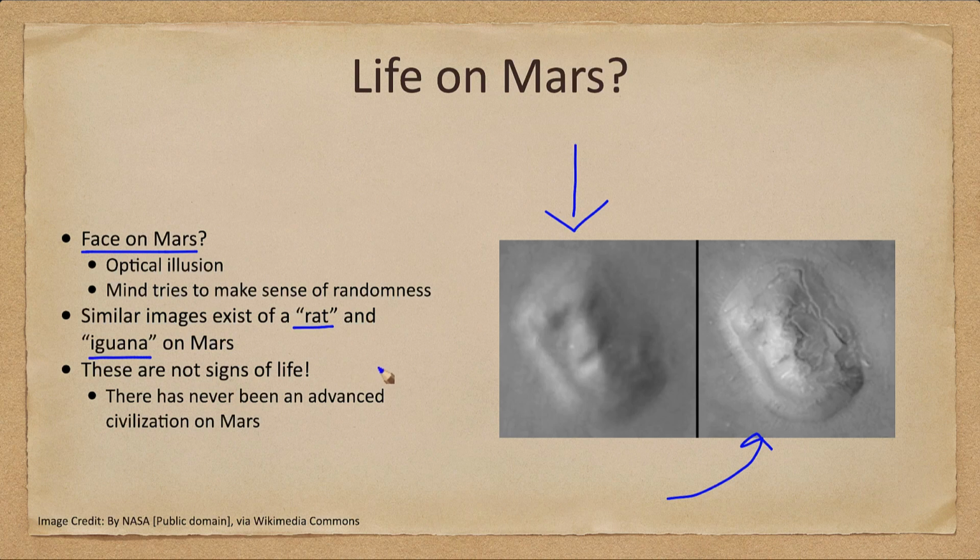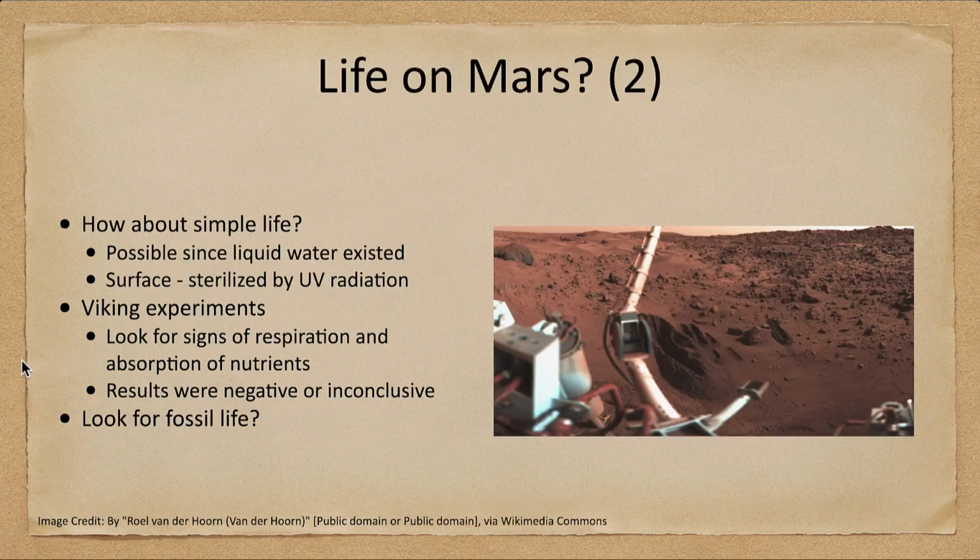But to be clear, these are not signs of life. There has never been an advanced civilization on Mars. If there had been, we would have known about that by now. We would have been able to detect the remnants of that civilization. However, that does not mean there is not life on Mars. What about simple life? Well, this is possible.